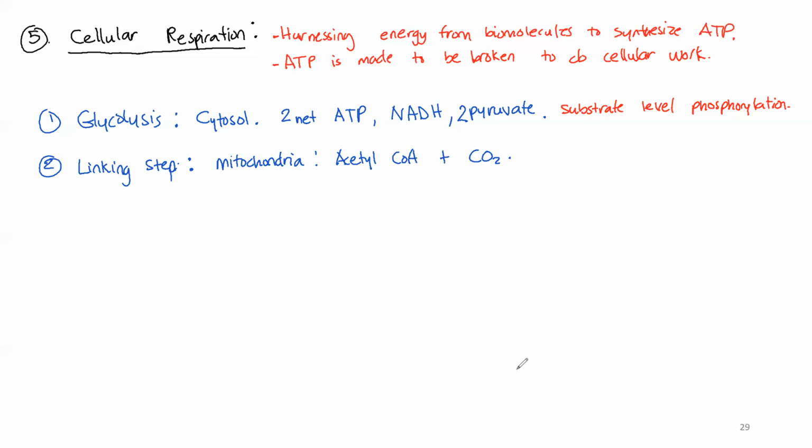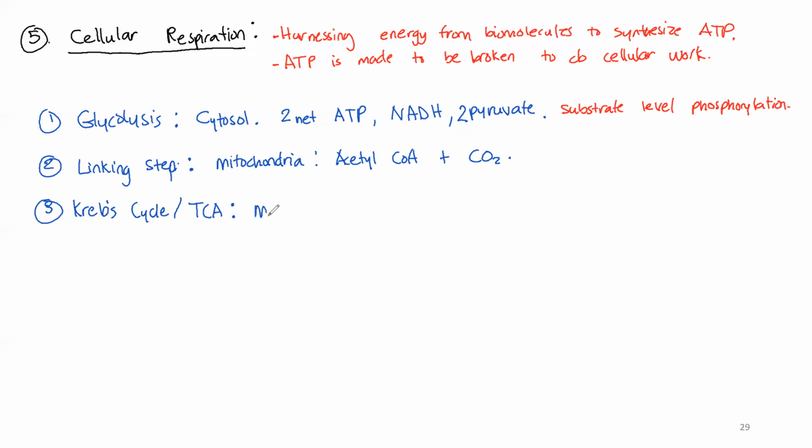Then we get into the Krebs cycle. So step 3 here, the Krebs cycle, also called the TCA cycle or the citric acid cycle, a couple of different terms for this step here. And this is a cyclical series of enzymatic reactions. So not like glycolysis that was linear, this was cyclical. So the substrate was acetyl-CoA coming from the linking step. The product was also acetyl-CoA. That makes this a cyclical process or a cycle.